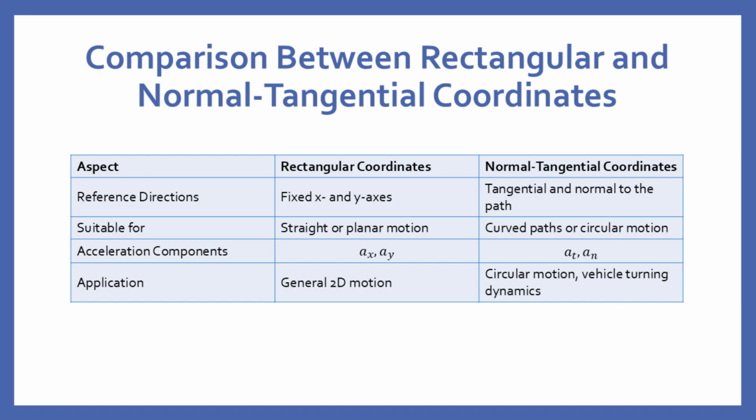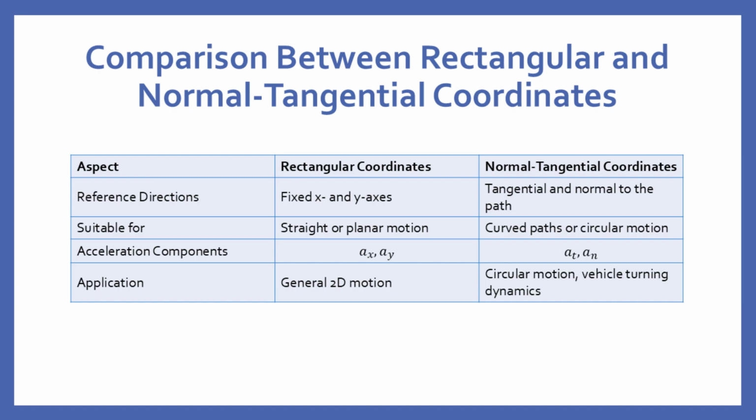When comparing rectangular coordinates and normal tangential coordinates, we consider several aspects. In rectangular coordinates, we use fixed x and y-axes to describe motion, which is suitable for straight or planar motion. The acceleration components are along the x and y-axes, which are denoted as a sub x and a sub y. This system is generally used for analyzing general 2D motion.